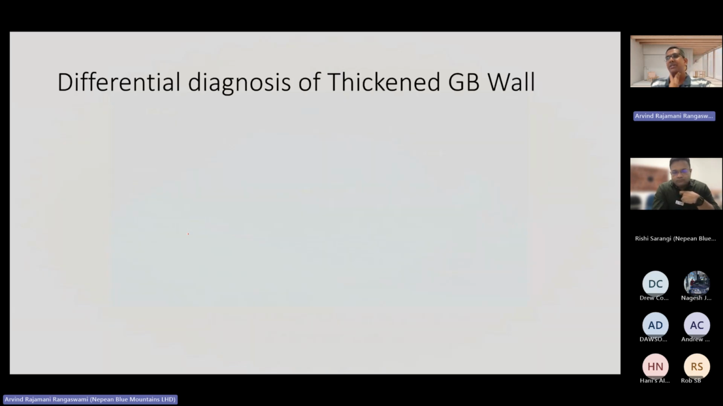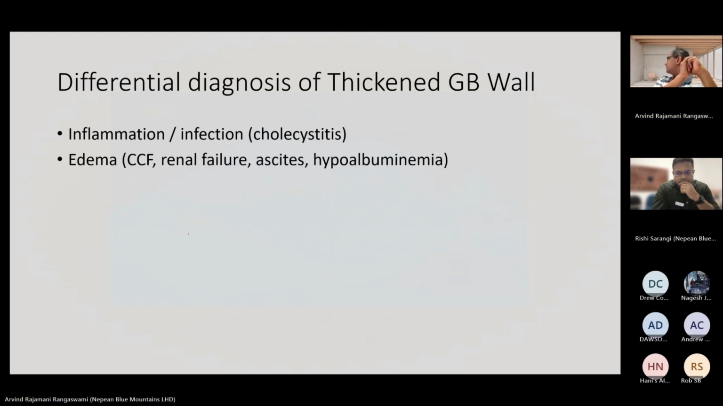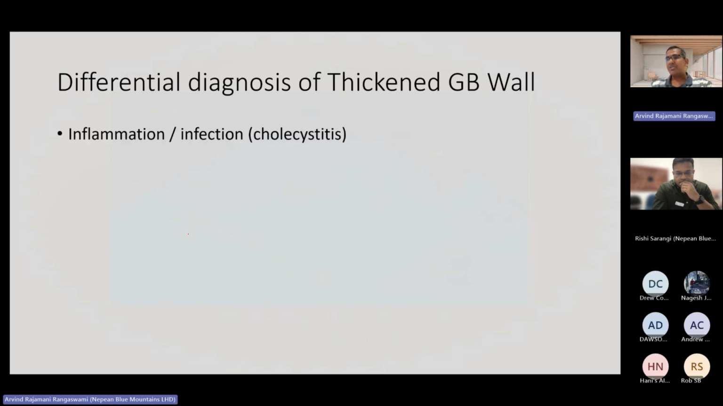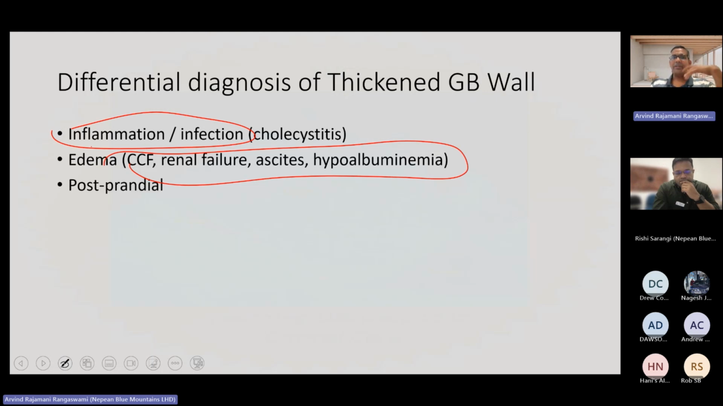Okay, the differential diagnosis of thickened gallbladder wall: anything that is going to cause inflammation or infection. So cholecystitis, obviously, but also edema, transudative edema. So this is inflammatory edema, but all these things are transudative edema. And as far as the gallbladder is concerned, it doesn't care how the water gets in. If there is congestion, you're going to have that.